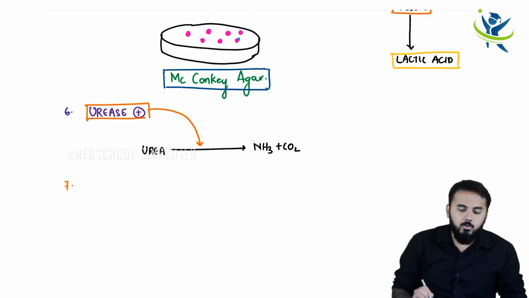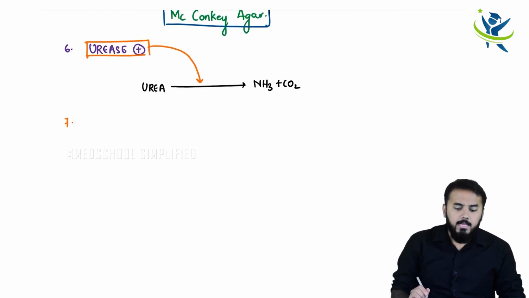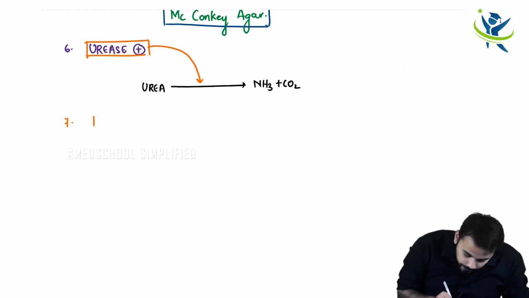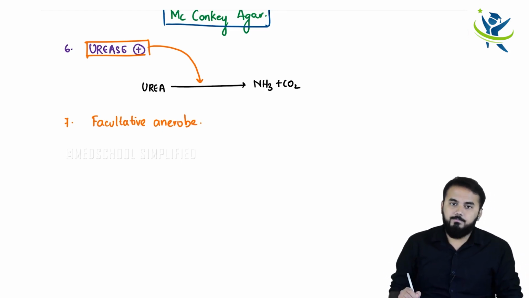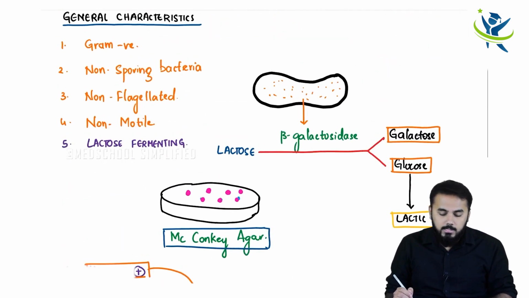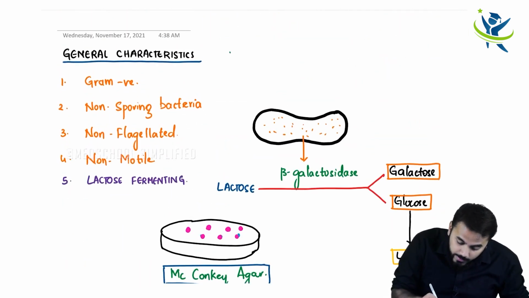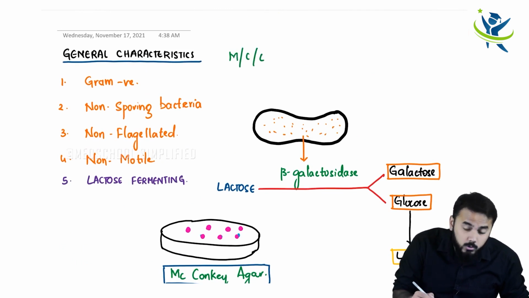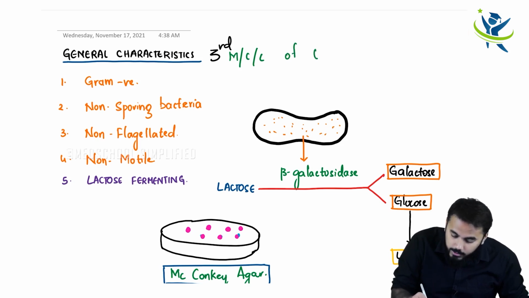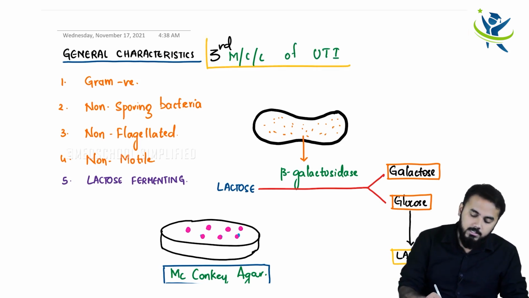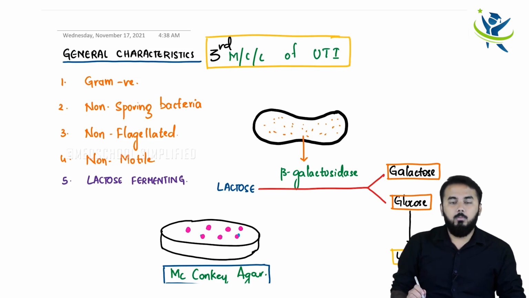Next important point which you need to take into consideration is that this bacteria is a facultative anaerobe. This bacteria is facultative anaerobic bacteria, right? As I already told you, this bacteria is the third most common cause of urinary tract infections. Third most common cause of urinary tract infections is this Klebsiella pneumonia.